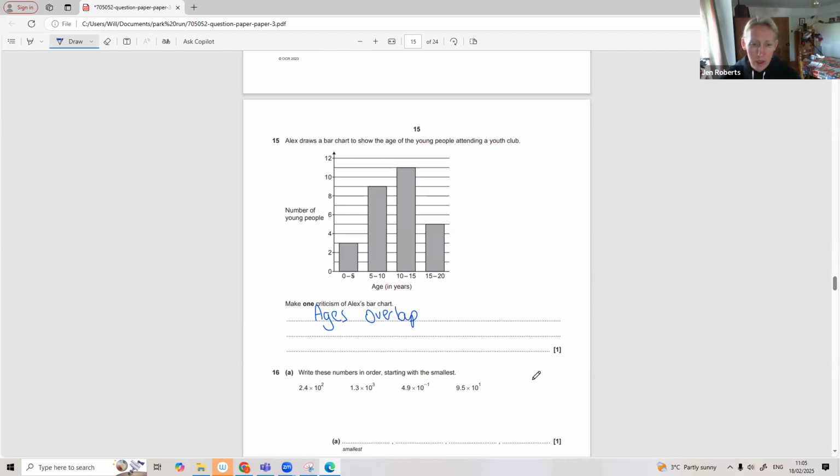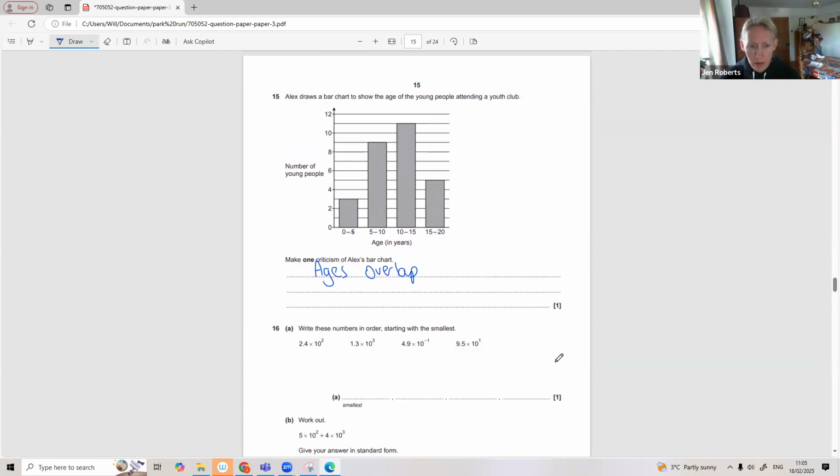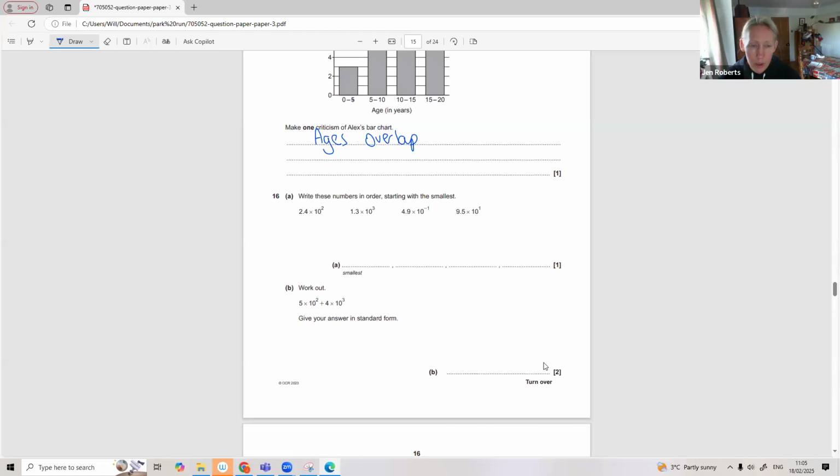Write these numbers in order, starting with the smallest. So I'm going to take them out of standard form. 2.4 times 10 squared would be 240 because you're multiplying it by 10 twice. You can just work this out on your calculator, 2.4 times 10 times 10. 1.3 times 10 cubed, you're multiplying it by 10 3 times. 4.9 times 10 to the minus 1 is like dividing it by 10.